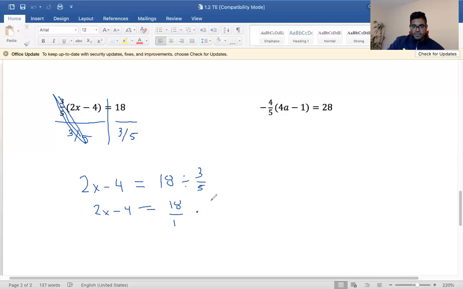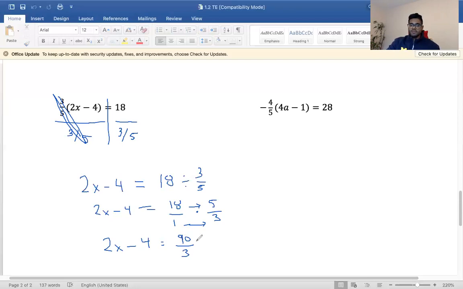So multiply by 5 over 3. Okay. Now 18 times 5 is 90. So you have 2x minus 4 equals, and when you multiply fractions again, you just multiply straight across. 18 times 5 is 90. 3 times 1 is just 3.